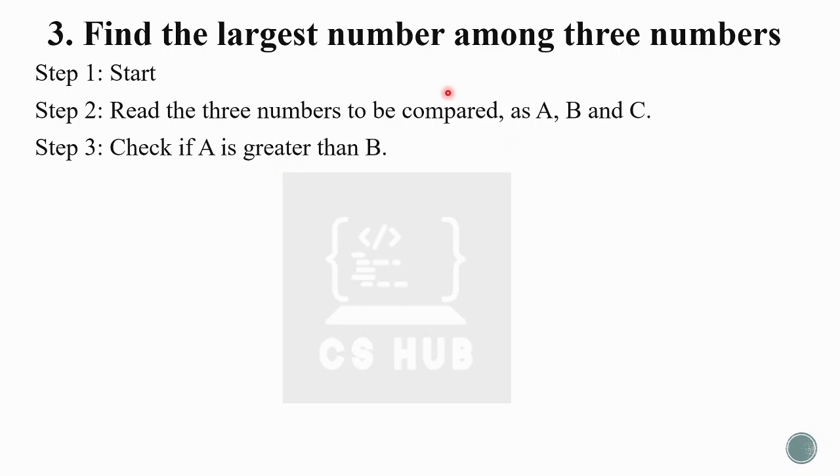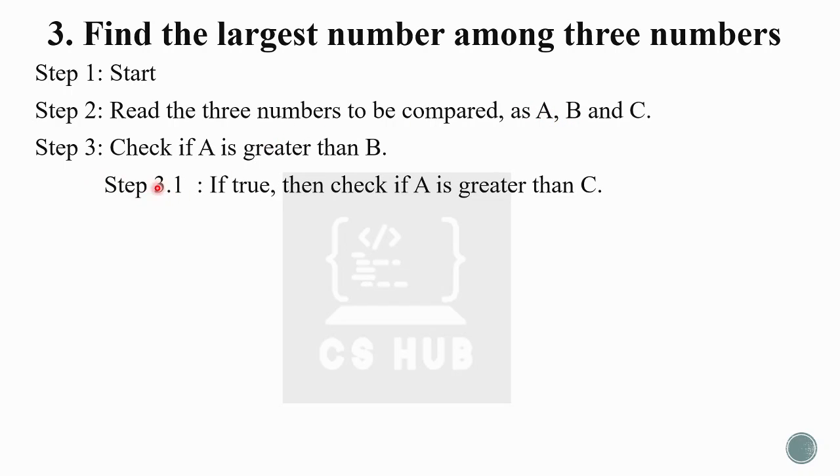Next, check if A is greater than B. If A is greater than B, if it is true, then step 3.1, this is a sub step, right? A sub process. If the condition is true, A is greater than B, then we need to check whether A is greater than C. Then we can easily say that A is the largest number. So if true, then check if A is greater than C.